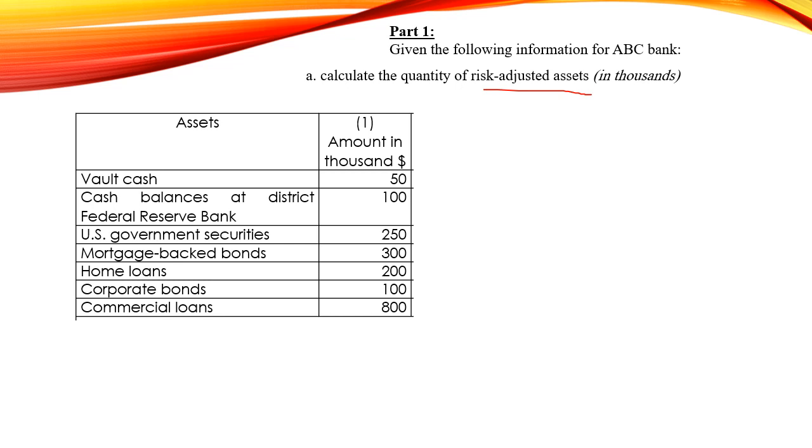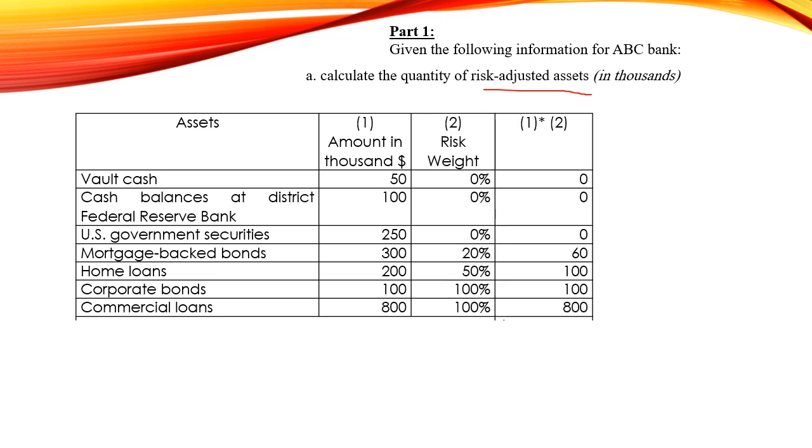To determine the quantity of risk-adjusted assets, we need first to determine the risk weight. As discussed in the chapter, for each asset, we have a different risk weight. So, the risk weight for vault cash, for cash balances at the district Federal Reserve Bank, and for the US government securities is 0%. So, they don't have any type of credit risk.